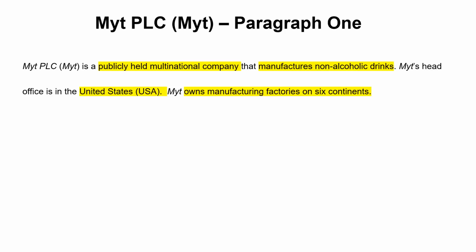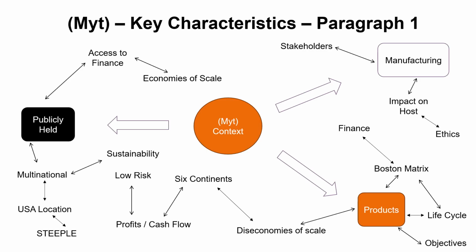So, first thing here, paragraph 1, look at what we've highlighted. Then the key is to brainstorm the highlighted elements and all the possible links from what they provide you with. So here you have your mind map. So what's it tell you? Publicly held. It's a multinational. USA location. Right. What about STEEPLE? What's happening at the moment? New presidents, new way of doing business, tariffs, trade wars, etc. How's that going to have an impact on them?